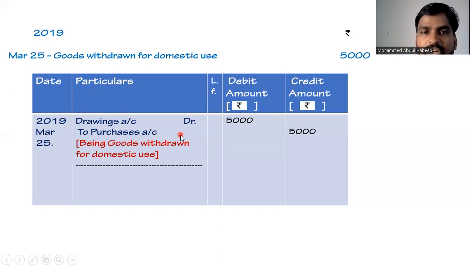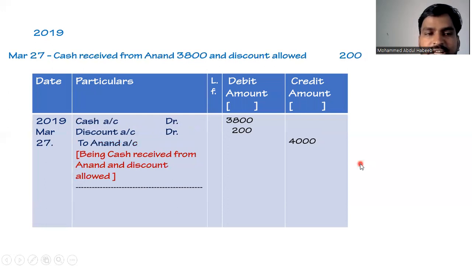It will always be recorded on debit side. But this time, as the owner has withdrawn goods, in order to reduce the expenditure, purchases will be recorded on credit side, because the goods are purchased in the business to sell to customers, not to use for personal purpose. As the goods are being utilized by the owner himself, in order to reduce purchases, it is recorded on credit side. So the general entry becomes drawings account debit 5,000 to purchases account 5,000, and the narration will be being goods withdrawn for domestic use. Coming to the next transaction, which is on 2019 March 27.